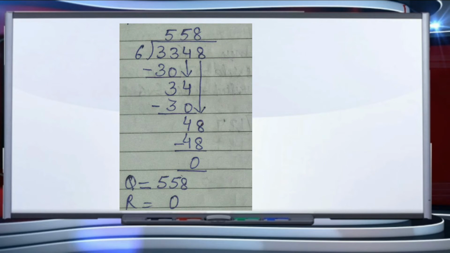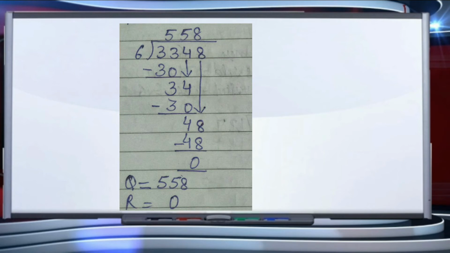Again 6 5s are 30. Then 4 minus 0 will be equal to 4 and 3 minus 3 will be equal to 0. Next step is bring 8 down. So 6 8s are 48. 48 minus 48 will be equal to 0. So quotient of this question is 558 and remainder is 0.